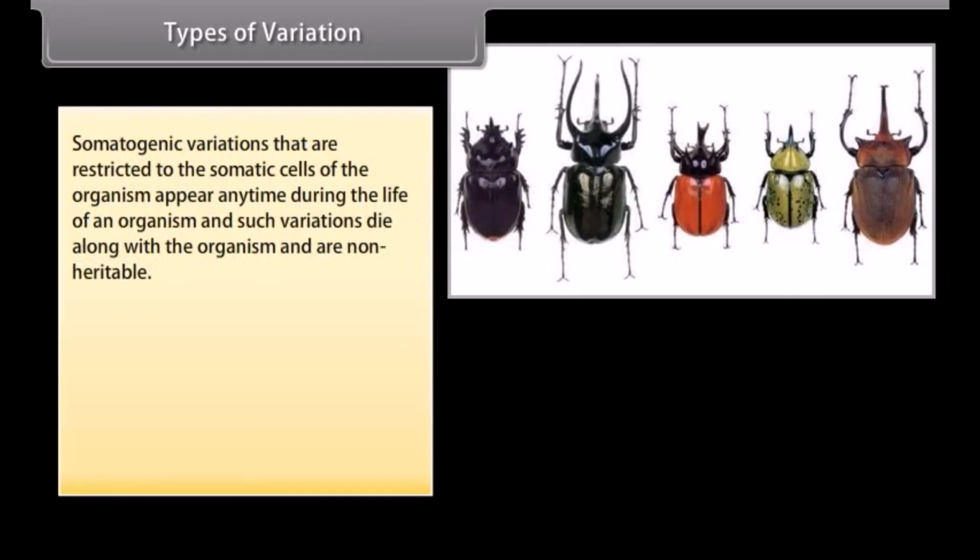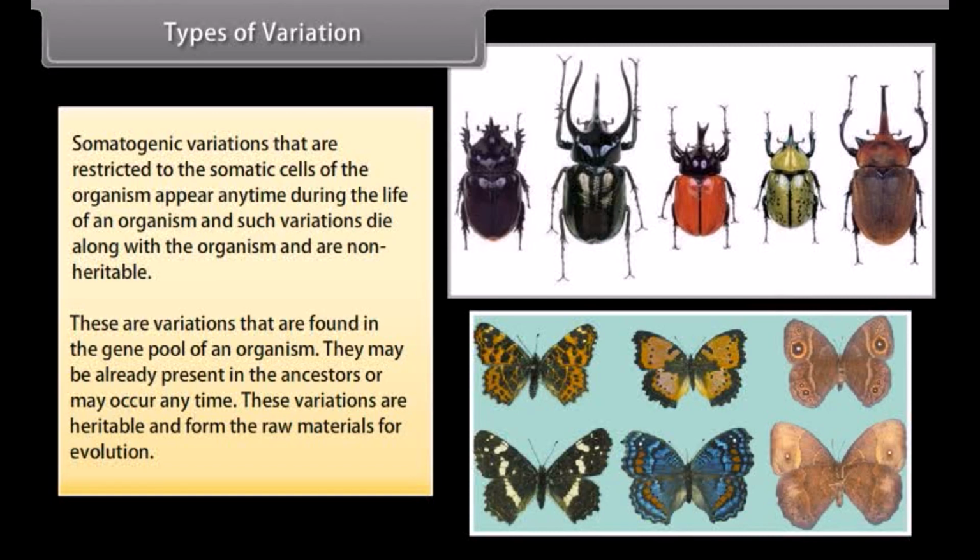Somatogenic variations are restricted to the somatic cells of the organism and appear any time during the life of an organism. Such variations die along with the organism and are non-heritable. Germinal variations are those found in the gene pool of an organism. They may be already present in the ancestors or may occur any time. These variations are heritable and form the raw materials for evolution.